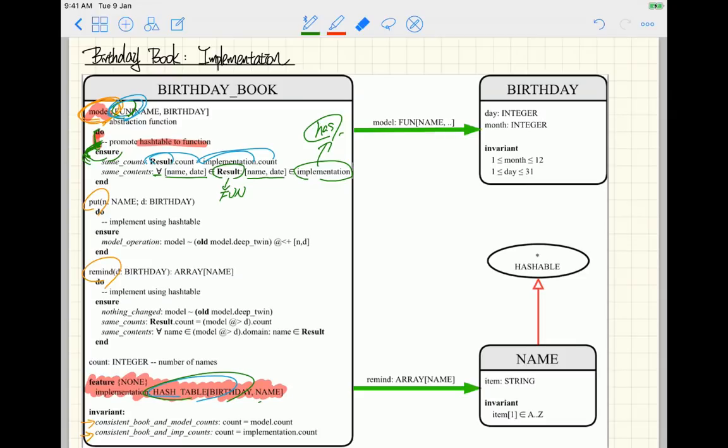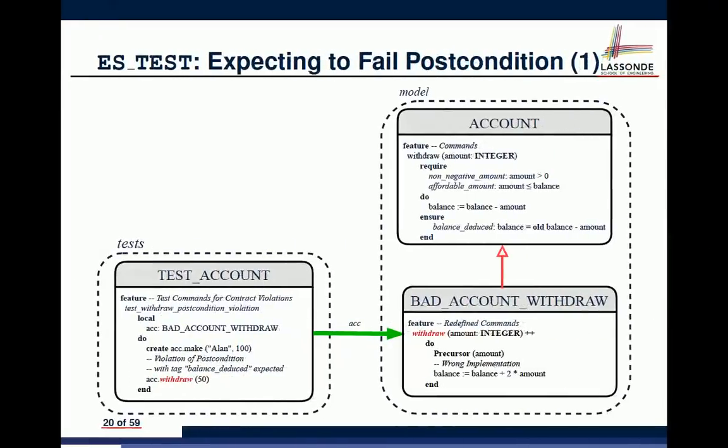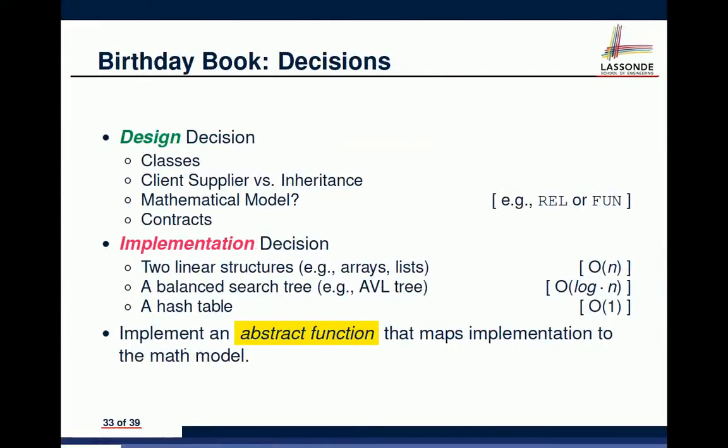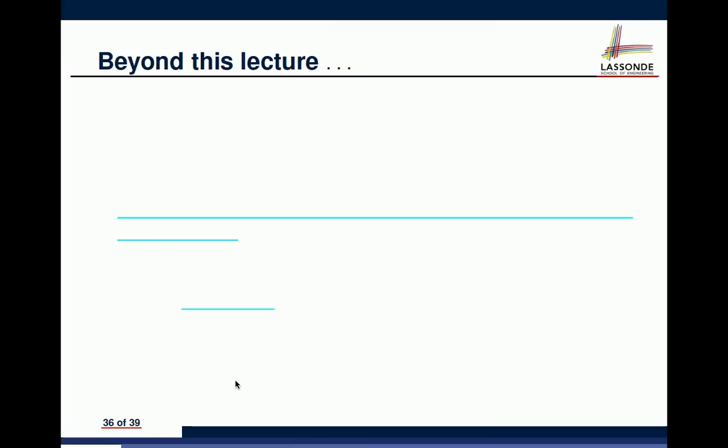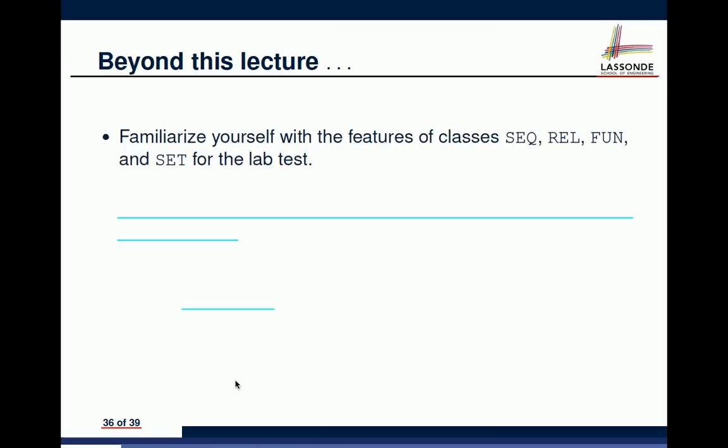Okay, any questions? Okay, let me point out a few references to you, and then we are done with this topic. Okay, that'll be your lab test 1. All right, let's have a look. So now if you look at the references, for the lab test, you have to be familiar with sequence, relation, function, and set. So these are the main classes you want to be familiar with. Okay, they're pretty much similar, right?